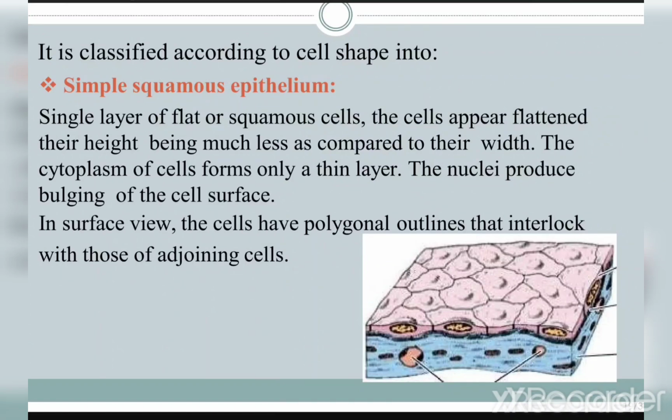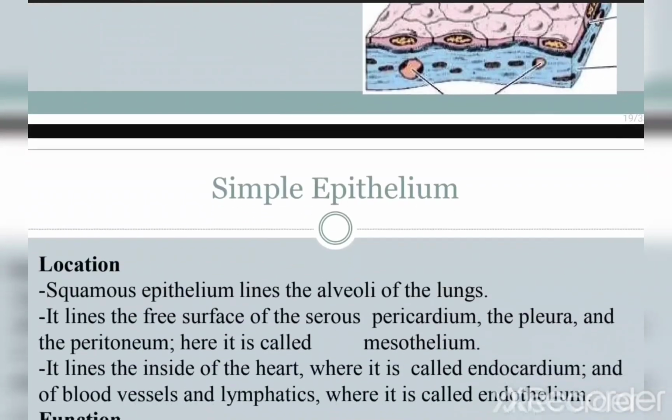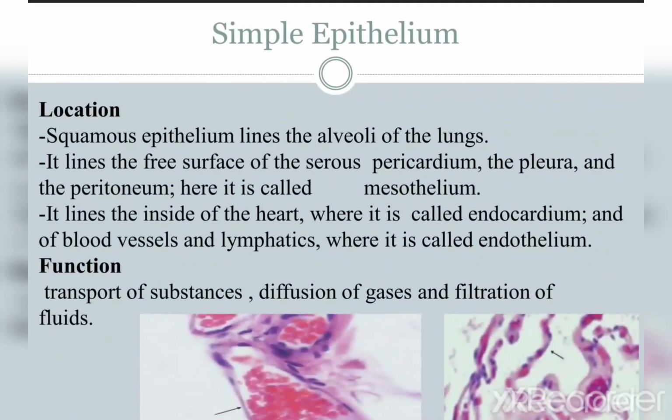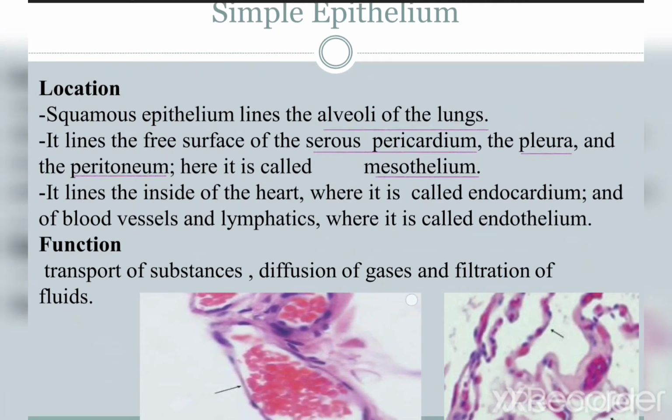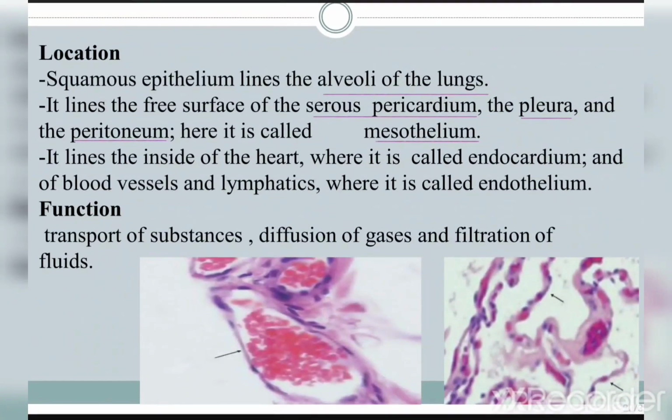Okay. The simple squamous epithelium is found in the alveoli of the lung. It lines the free surfaces of the serous pericardium, and it lines the pleura. The peritoneum is also lined by simple squamous epithelium, and here it is called mesothelium. The lining of blood vessels and lymphatics is called endothelium. Some terms change according to the organ.